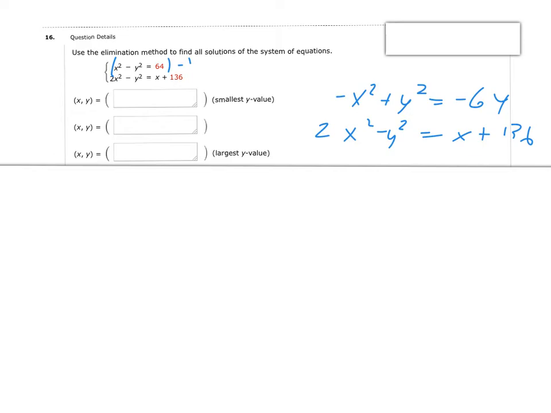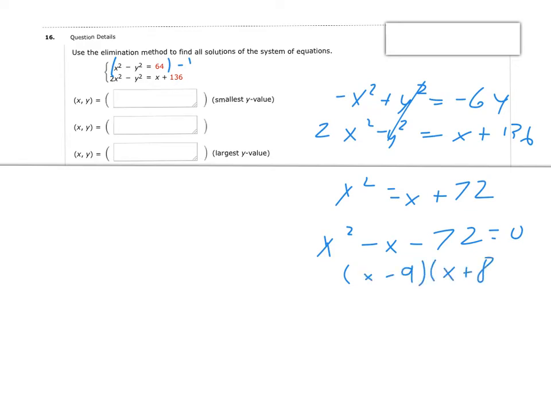So we'll add these down and we get x squared. These cancel equals x. And 136 minus 64 is 72. So we get x squared minus x minus 72 equals 0. So then we'll go ahead and factor that. So we get x minus 9, x plus 8 equals 0. So x equals 9 and x equals -8.